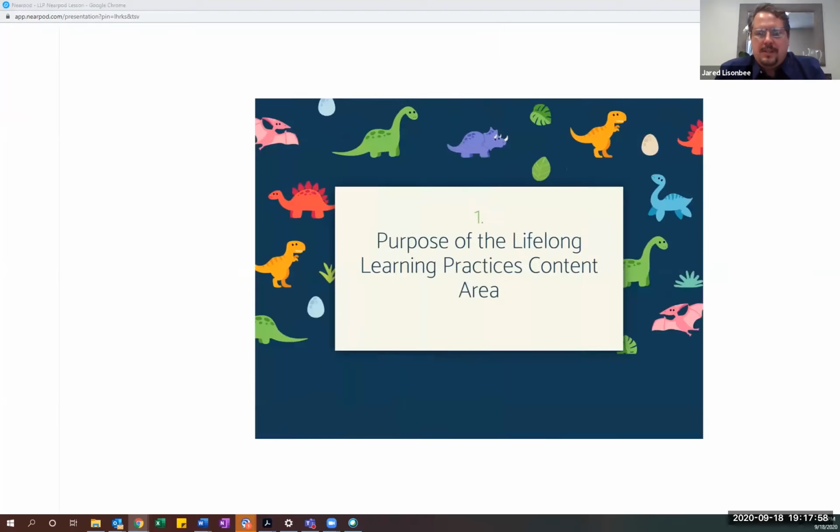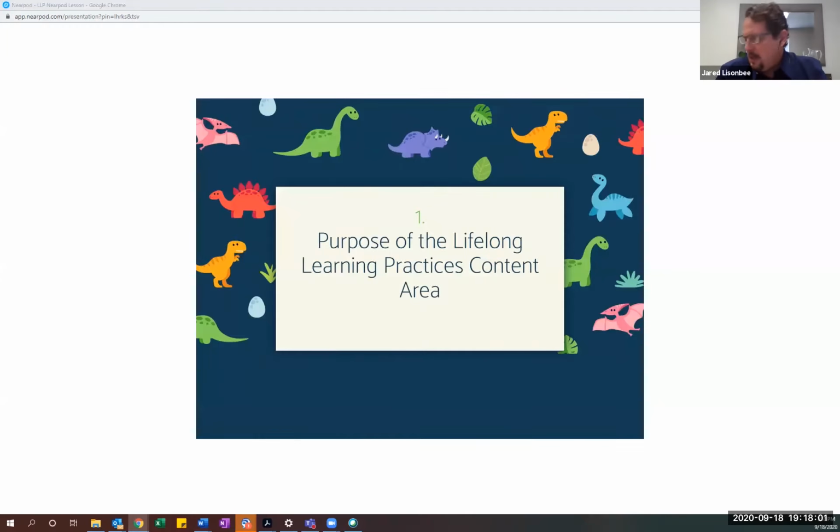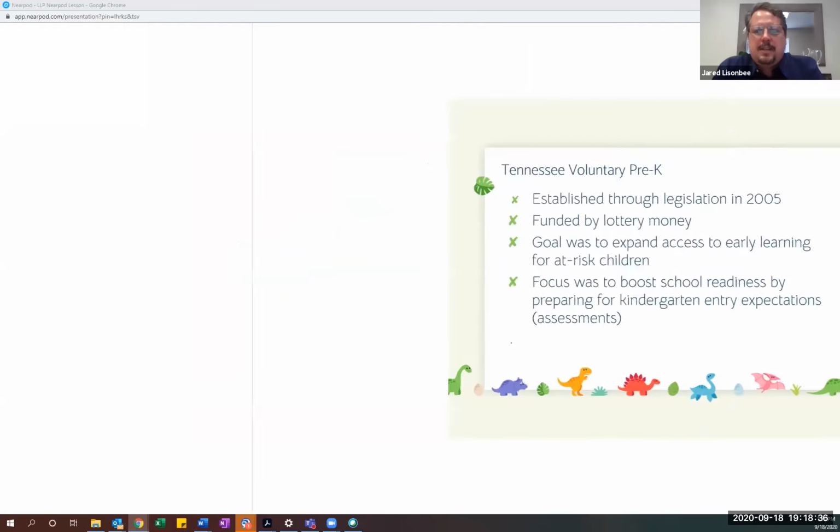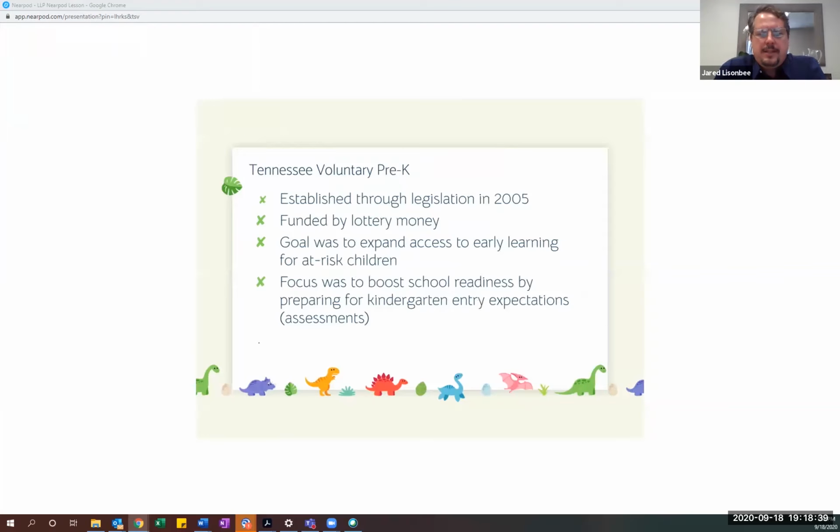As we're talking about the purpose of lifelong learning practices, I want to illustrate this with an interesting example from research on other state pre-K programs. So go ahead, Jamie, to the next one. We're going to explore a little bit. We're going to have a tale of two state pre-K programs. These are both located in the southeastern United States, Tennessee and North Carolina. Both of these programs have been around for several years, which has allowed researchers to really look at the impacts that these programs have. So if you go to the next slide, Jamie, we'll start off talking about Tennessee.